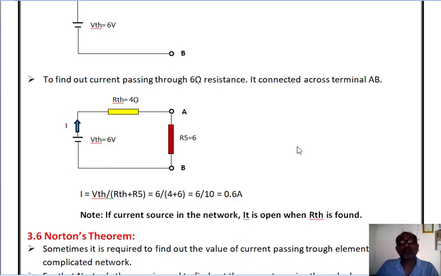Another most important note: here we are using a voltage source, but sometimes current sources are also available in networks. In that case, you open the current source and find the RTH.